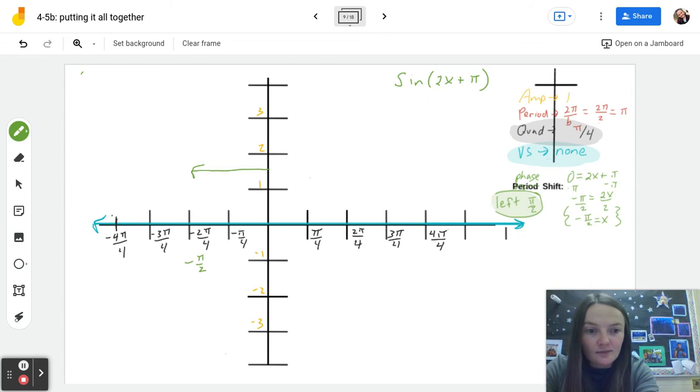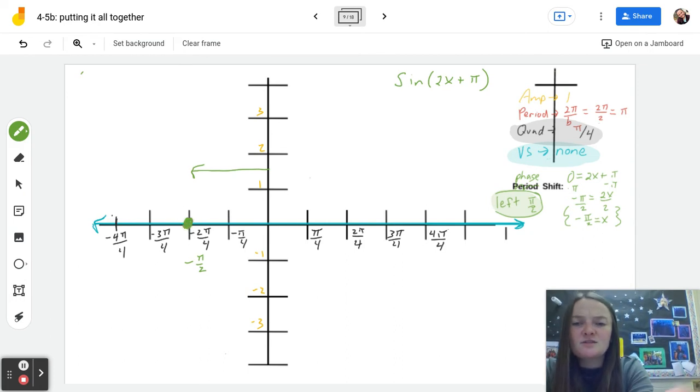So we should have a good idea of what sine functions should look like. Traditionally, sine starts on the midline. And traditionally, sine also starts at the origin. But because we're shifting to the left pi over 2, we're actually going to start sine still on the midline, but we're going to shift it left pi over 2. So this is where sine's going to start.